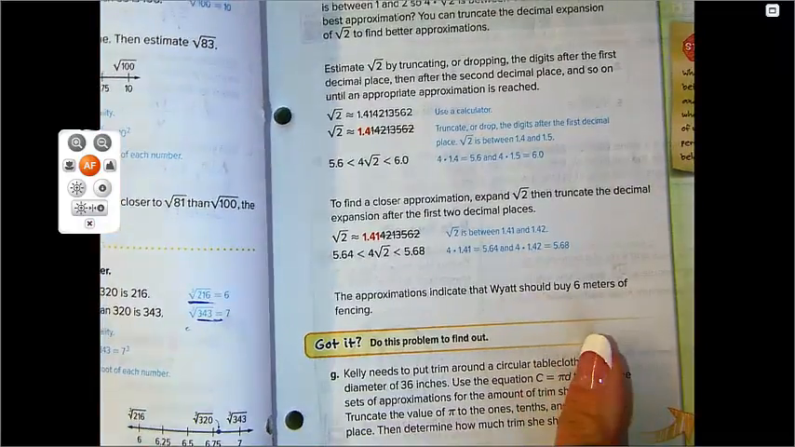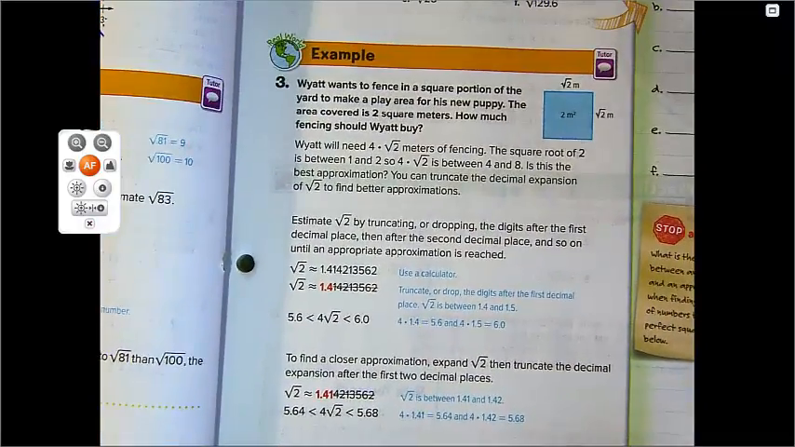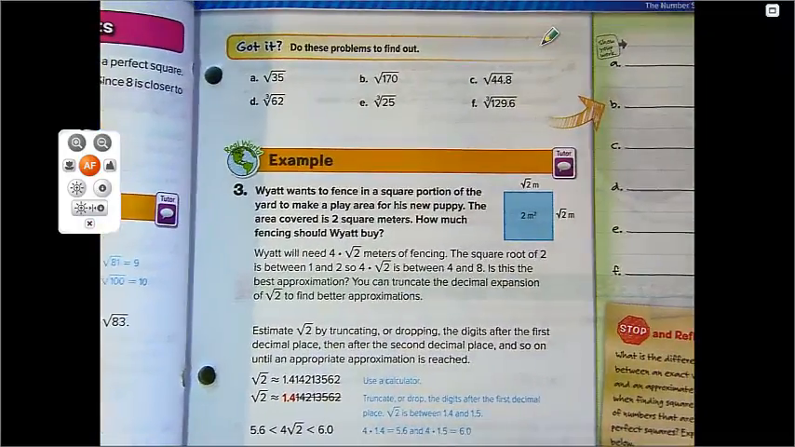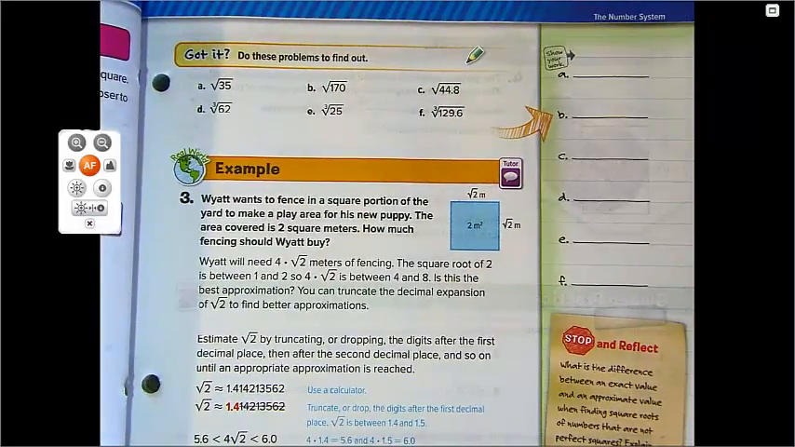So let's look over here. Another way that you could do this is by using a calculator. I would like for you to try to do this without the calculator. Try to do it the way that we told you, in that what it's between.